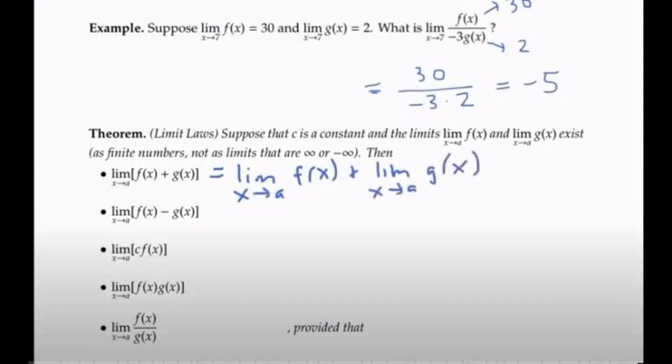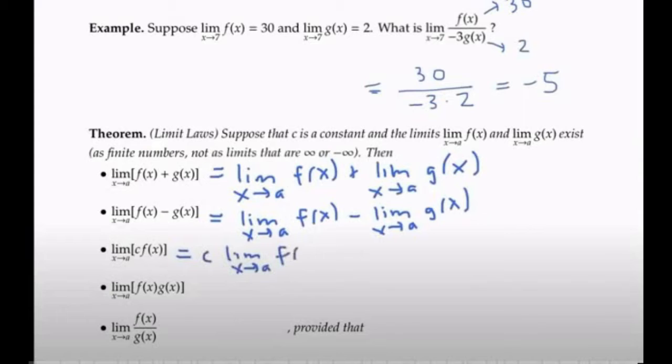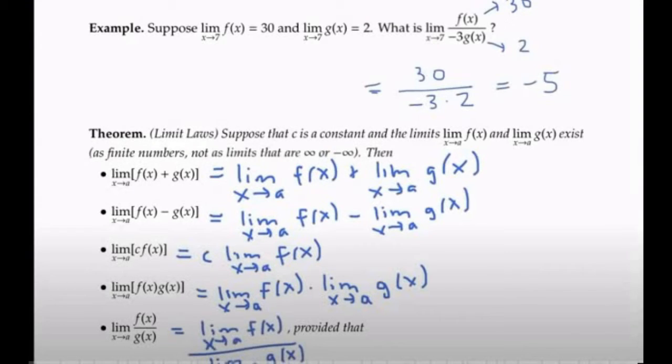In other words, the limit of the sum is the sum of the limits. Similarly, the limit of the difference is the difference of the limits. The limit of c times f of x is just c times the limit of f of x, and the limit of the product is the product of the limits. The limit of the quotient is the quotient of the limits, provided that the limit of g of x is not equal to 0, since we cannot divide by 0.